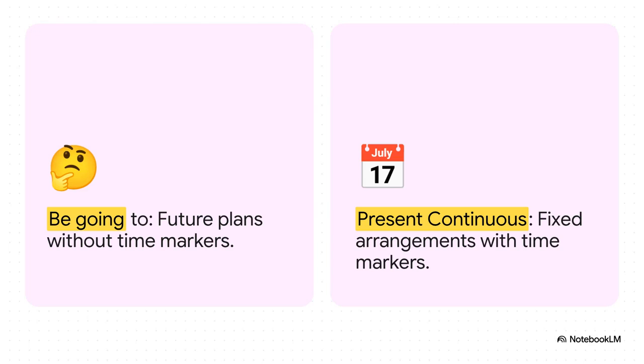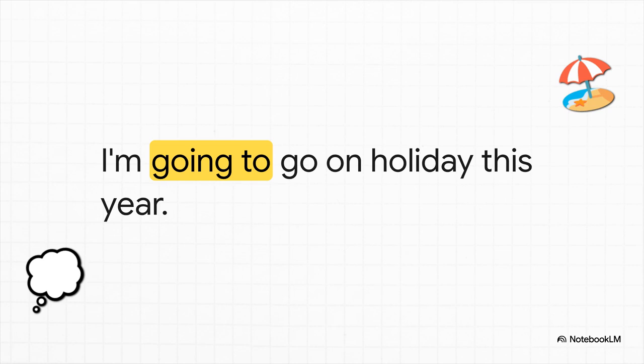Let's split these two concepts up. On the left side, we have be going to. We use this for future plans without strict time markers, basically your general intentions. On the right side, we have the present continuous, which is for fixed arrangements. These are plans that usually come with specific time markers because actual real-world steps have been taken to make them happen.